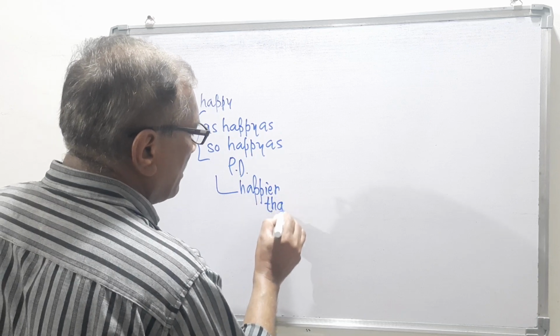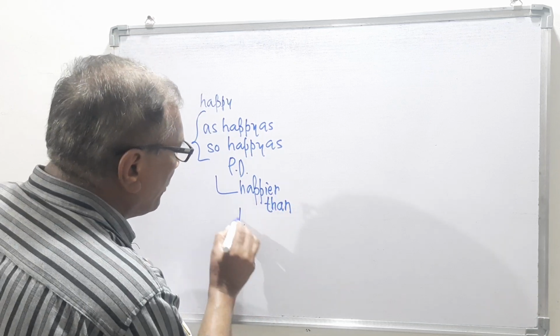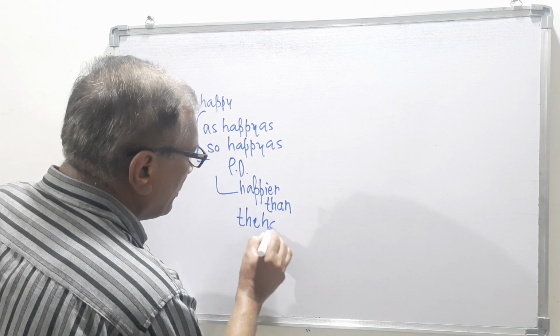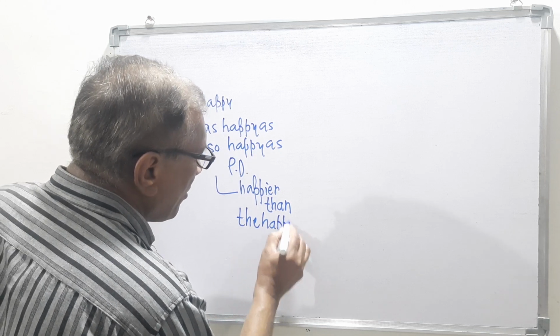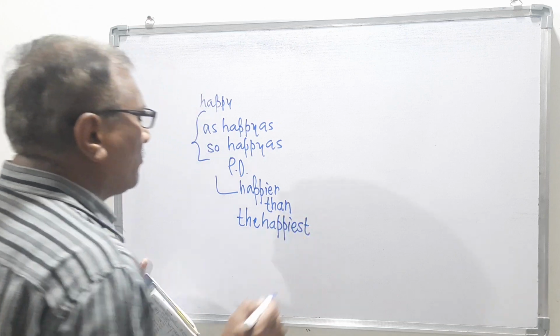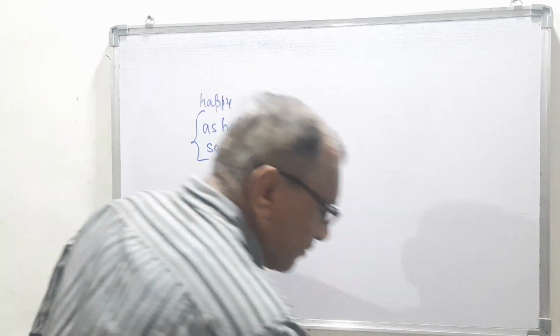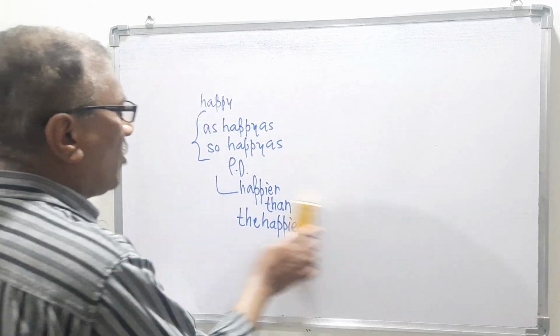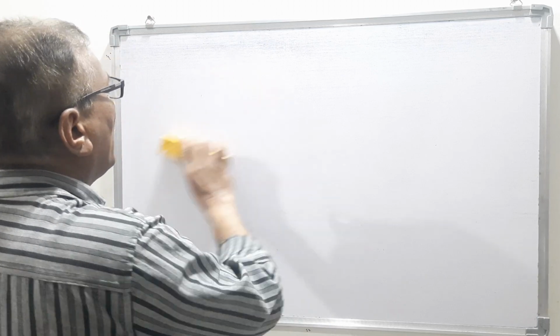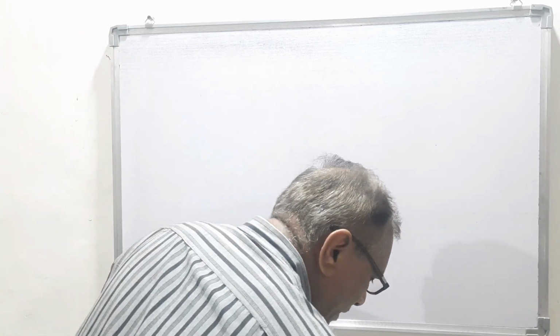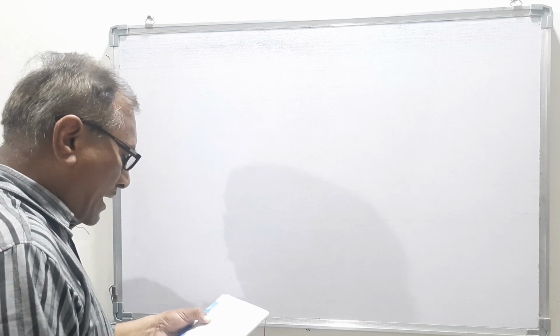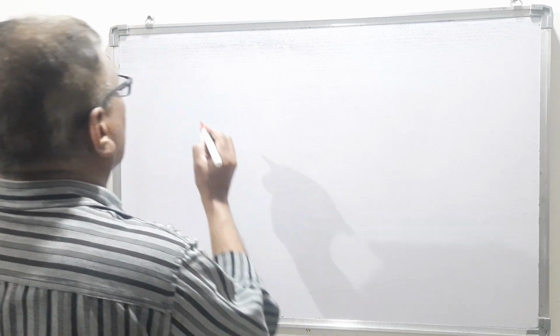This is the comparative, and the happiest is the superlative form. In this way, we can make these forms. So remember here, again, I will give you the practice, and there is the word fat.